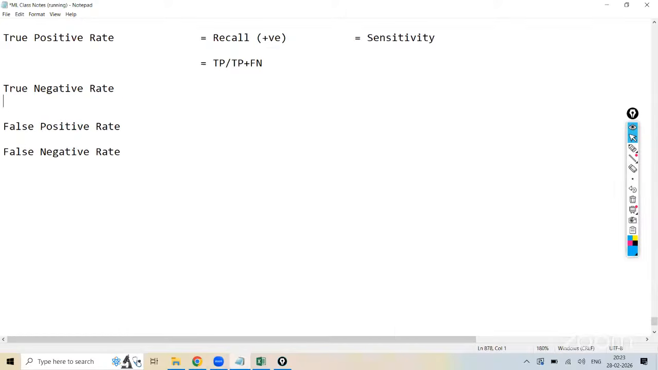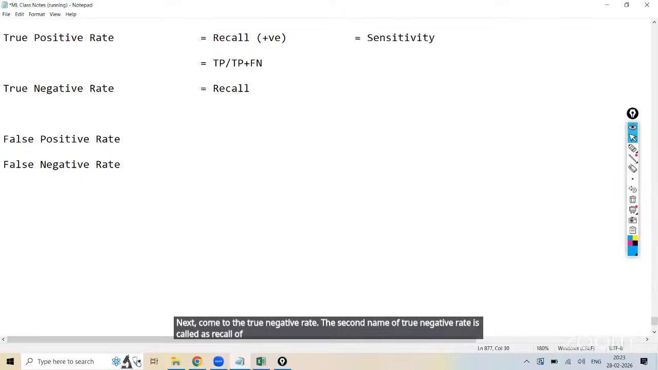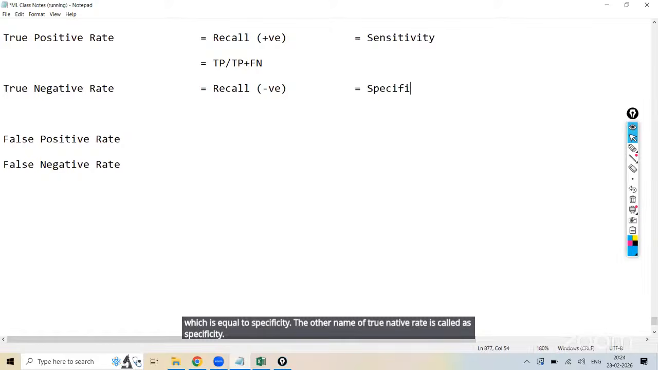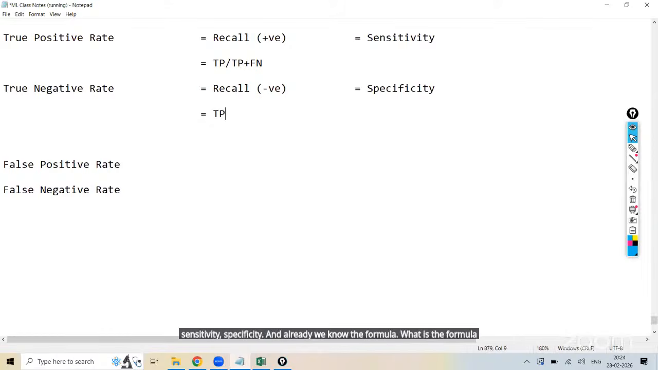Next, come to the true negative rate. The second name of true negative rate is recall of negative, which is also called specificity. Sensitivity, specificity. And already we know the formula: TN divided by TN plus FP, opposite to that.